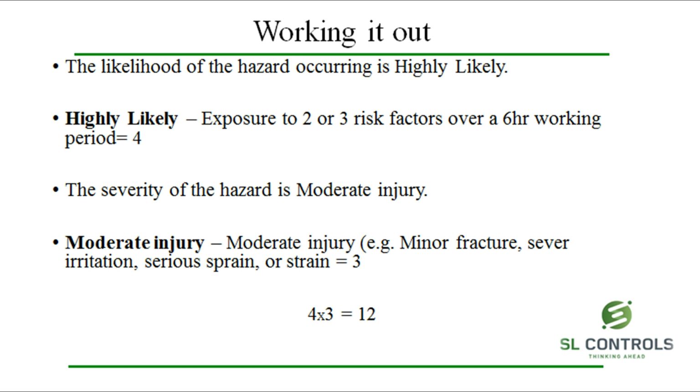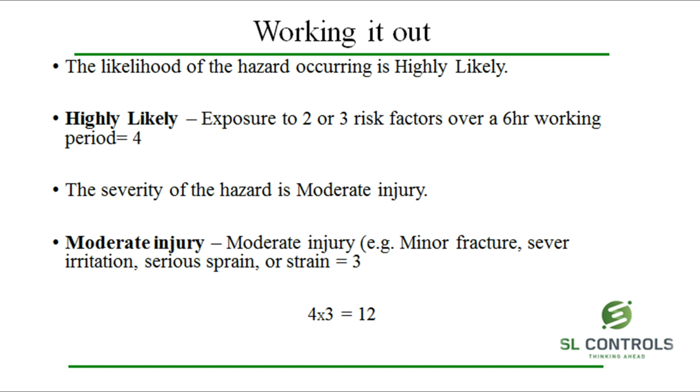The severity of the hazard is rated moderate injury, and this includes such injuries as minor fractures, severe irritation, serious sprain or strain, and is scored at 3. The reason for selecting moderate injury is down to the number of risk factors identified in the example and the frequency or duration of exposure to the employee. Exposure for that length of time on a daily basis has the potential to lead to musculoskeletal disorders, resulting in the employee experiencing severe pain or strain and irritation due to the inadequate working conditions.